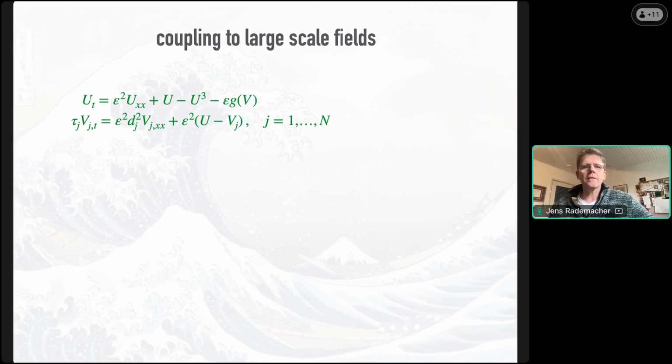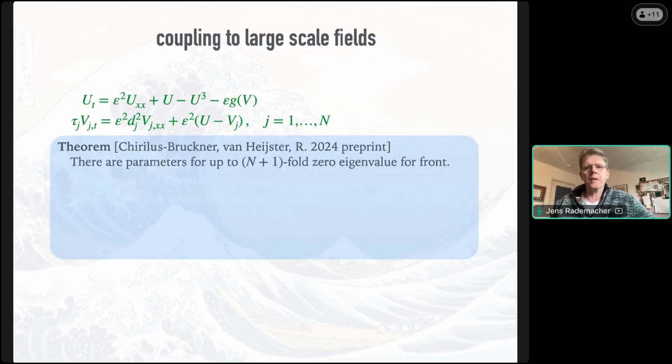Again, this is this class of equations I look at now with multiple components. And here's an abstract result of the same nature as I've just shown for n equal to 1. So first of all, I can realize an up to n+1 fold zero eigenvalue for the front. So I can choose parameters such that for each additional component of the slow fields, I can have one more multiplicity.